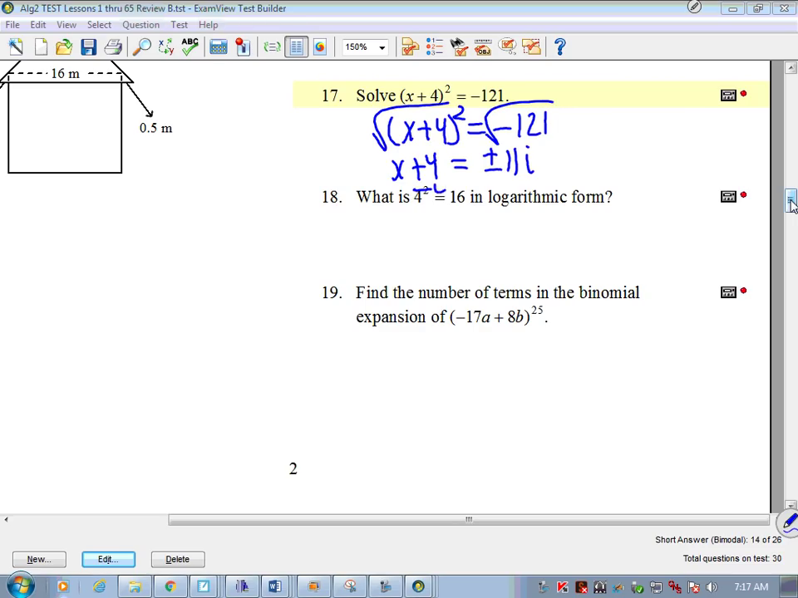Then we're going to subtract 4. So the way we're going to write this is x equals -4 plus or minus 11i. Okay, -4 plus or minus 11i. And hopefully you understand that. If you don't, make sure that you ask on either Monday or Tuesday, whenever your review day is.